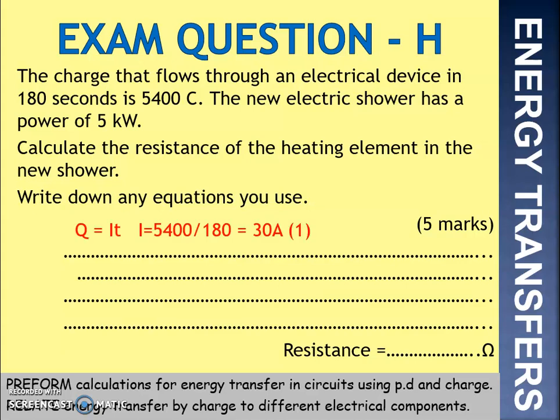Okay, so we know that Q equals IT, we know that charge is current times time. We want to find out what our current is, so we divide charge by the time. 5,400 divided by 180 gives us 30 amps. So we've now got the current and we've got the power. Do we know an equation where power, current and resistance are related? Well, we do. P equals I squared R. So rearrange that equation. R equals P over I squared. Resistance is power divided by current squared. That would be 5,000 divided by 30 squared, giving us a final answer of 5.5 ohms.